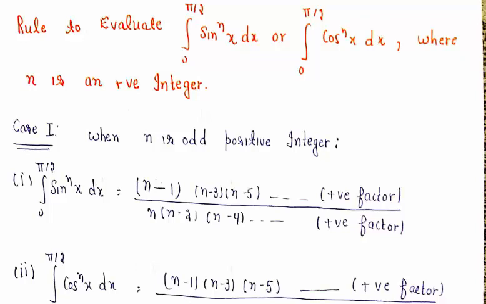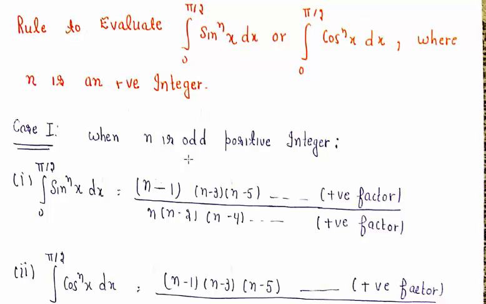Today we again discuss the integration of some standard trigonometric functions. As we discussed in the previous lecture, the rule to find the integration from 0 to pi by 2 of sine raised to power n x dx, or 0 to pi by 2 of cos raised to power n x dx, where n is a positive integer. We divide n into two parts: when n is an even positive integer and when n is an odd positive integer.